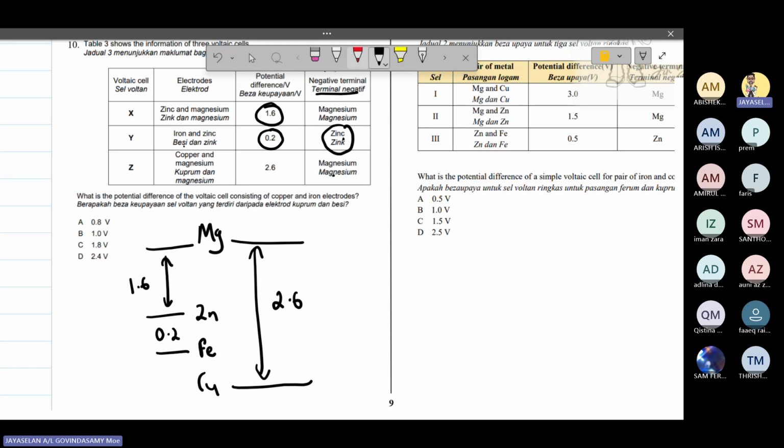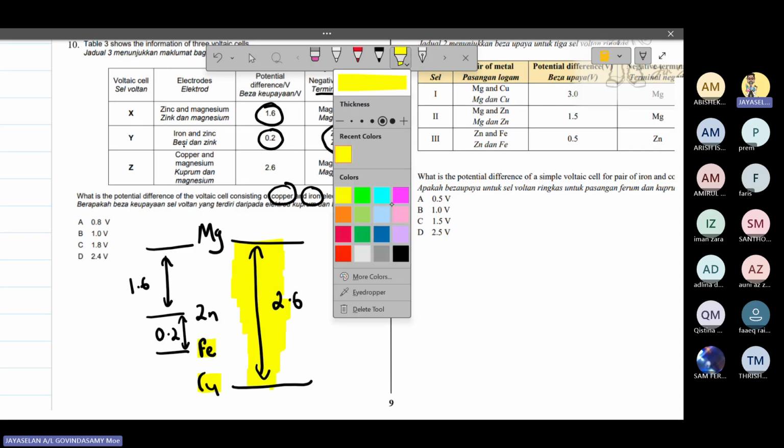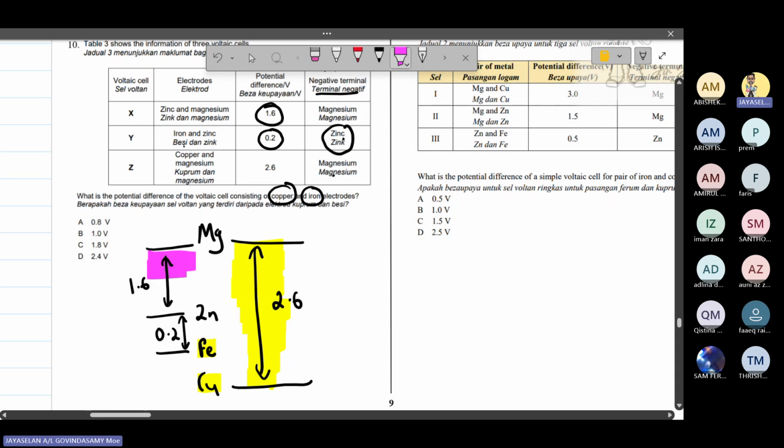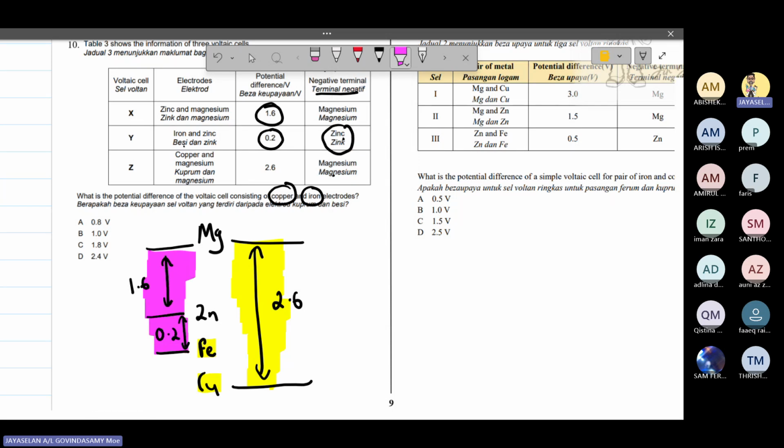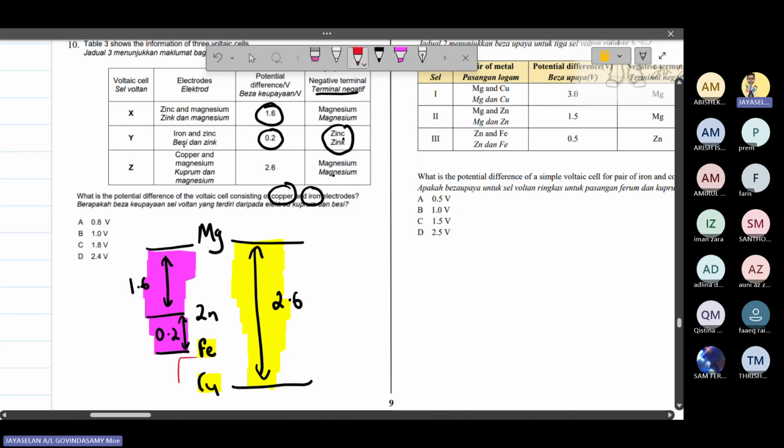You already get the electrochemical series. Dapat? You dah dapat macam ni? Okay, now read the question. So what is the potential difference between copper and iron? So dia minta untuk iron and copper. Macam mana nak cari? So saya ambil semua benda ni, saya tolak dengan ini. Bila saya tolak dengan ni, I already get this one.